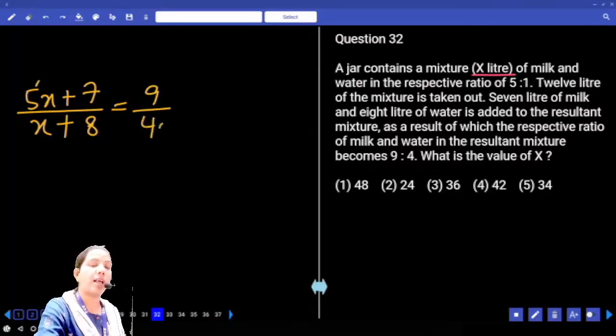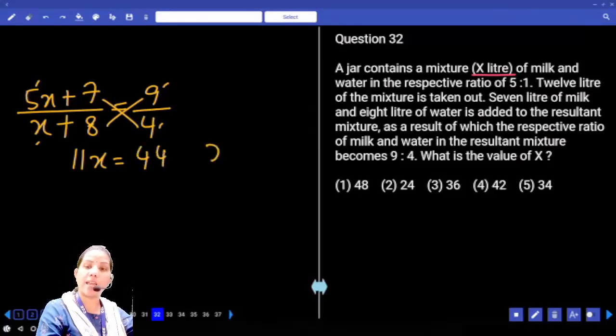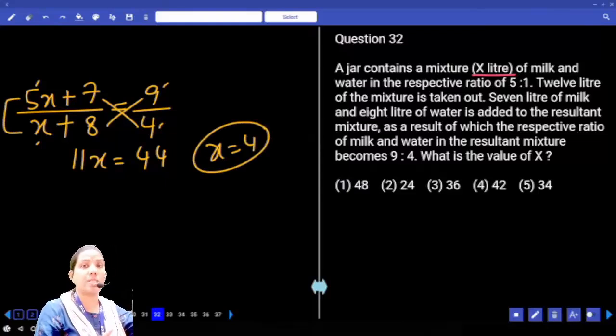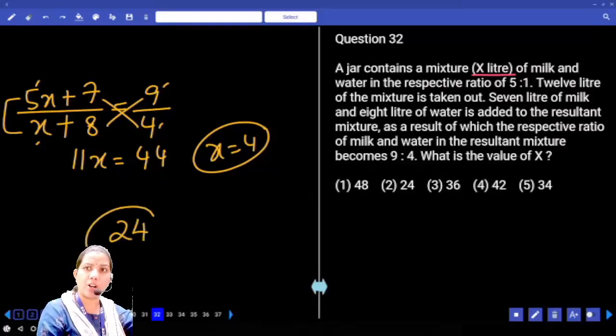4 into (5x plus 7), 4 times 7 is 28. 9 into (x plus 8), 9 eights are 72. The difference between 72 and 28 is equal to 44. 20x minus 9x is 11x. Finally, we get x is equal to how much? 4. X value 4. What is 5x plus x? 6x. 6 fours are 24. Is it your answer or not?